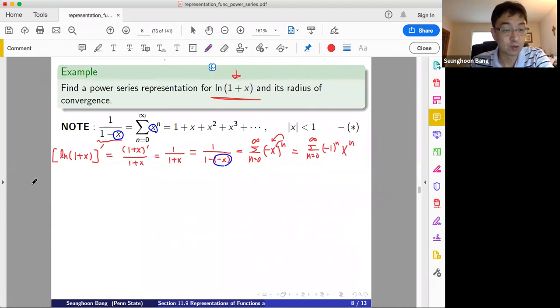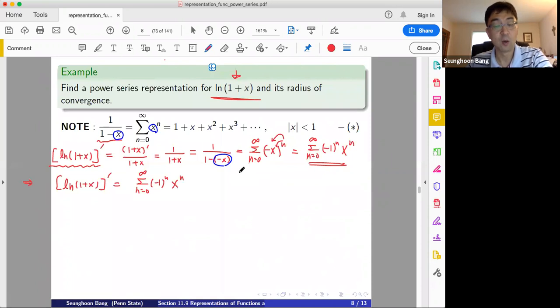So what kind of result do we have? We have this result. The derivative of ln 1 plus x, prime. Same as what? Here. Summation n equal 0 to infinity, minus 1 to power n, x to the power n. So like this.